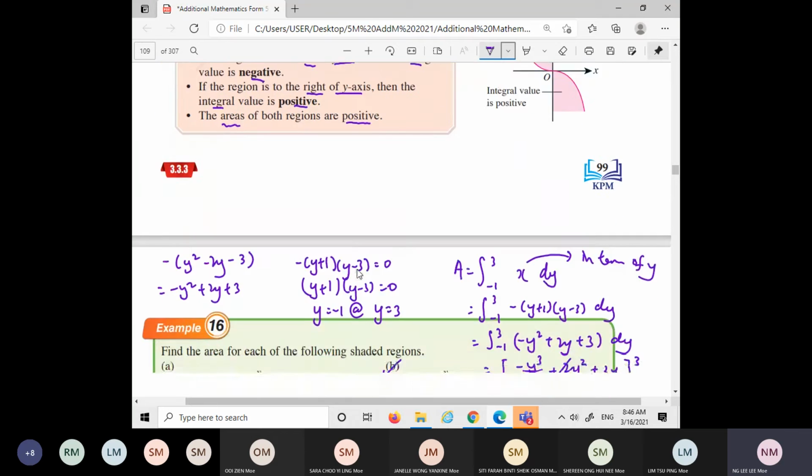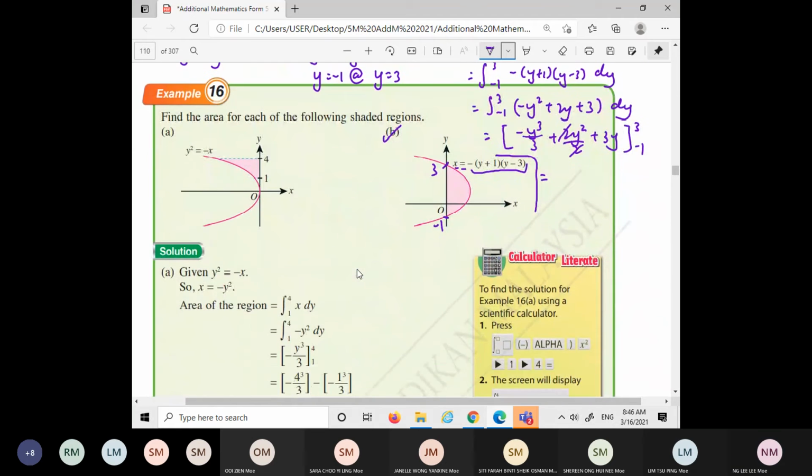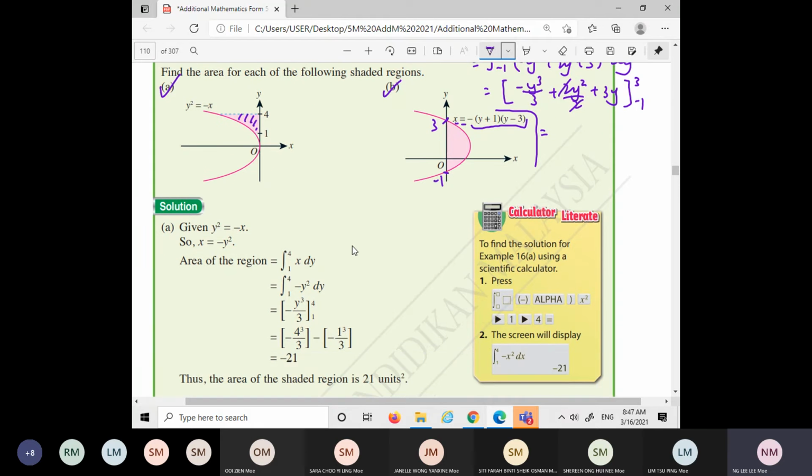So we come back here. Just now we have done B. Now we look at A. Just now the B, the area is on the right of the y-axis, therefore it's positive. Now you look at the question A. The area here is on the left of the y-axis. Therefore, afterwards when you get the answer, it should be negative. Then you write the last sentence: make it positive.